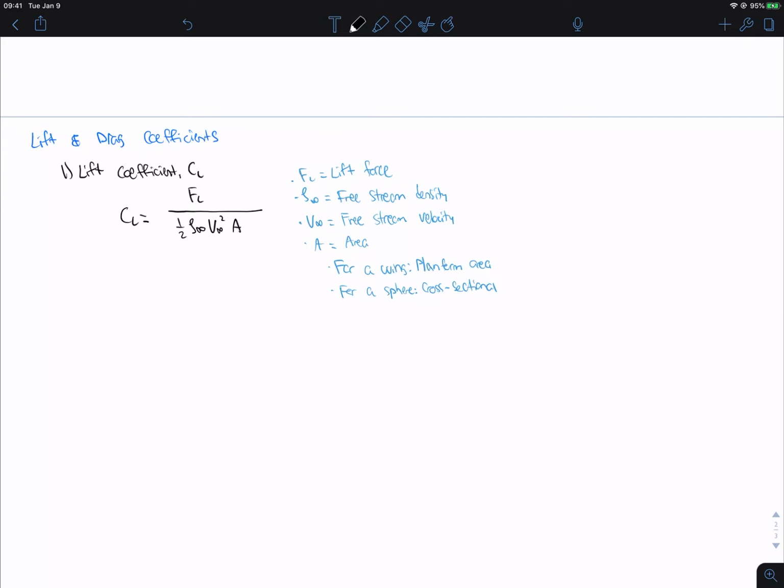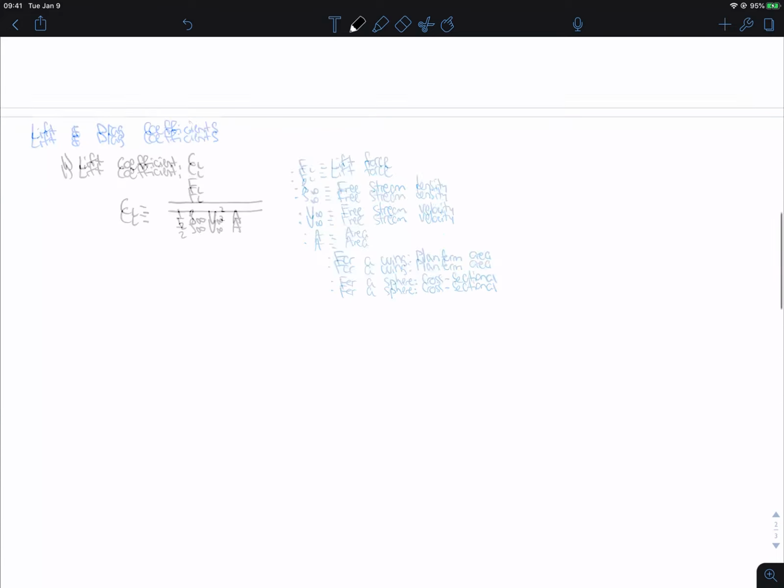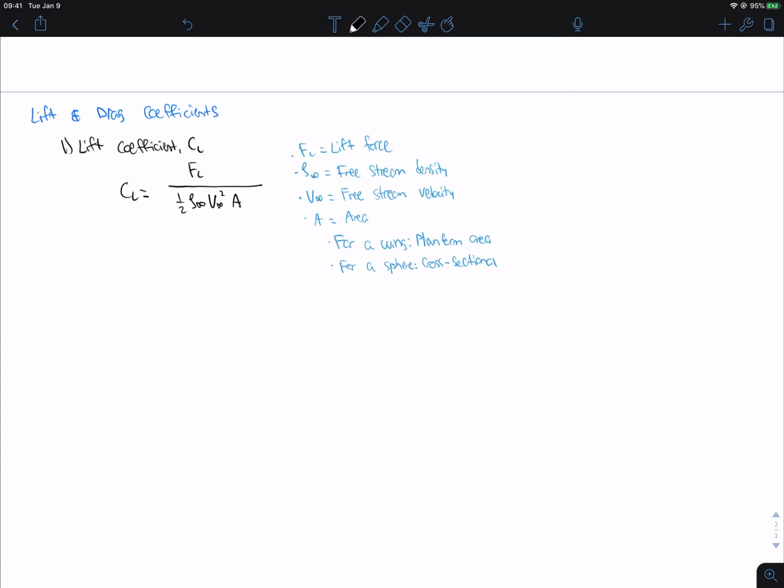Now let's do the drag coefficient. It's going to be pretty much the same thing, but just for drag. So for that, it's just going to be the force of our drag divided by 1/2 rho infinity V infinity squared times A. And then we'll also take note that 1/2 rho infinity V infinity squared, that's our dynamic pressure.